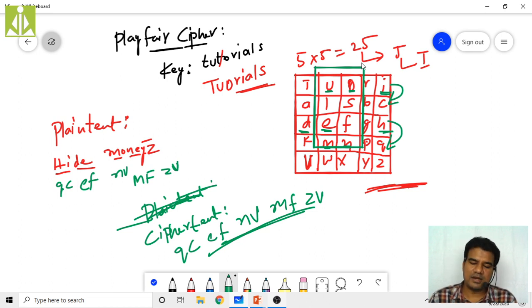We do have another technique, the Vigenere cipher, that is also exactly similar to this Playfair cipher. I'm not saying same, I'm saying similar.